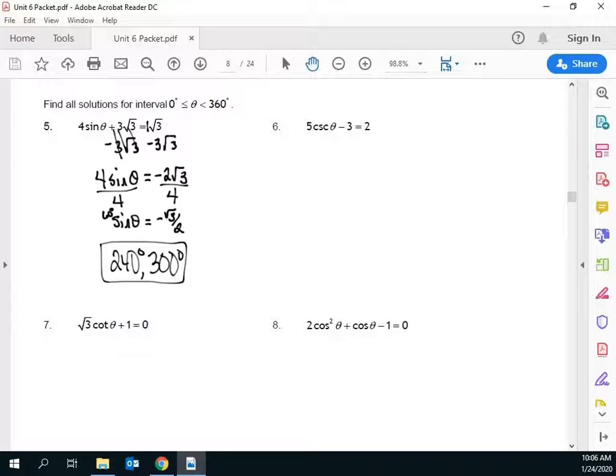Number 6. What do we do? Plus 3. Remember, you add or subtract first, and you multiply or divide last, right? In that order. What's last? Divide by 5.